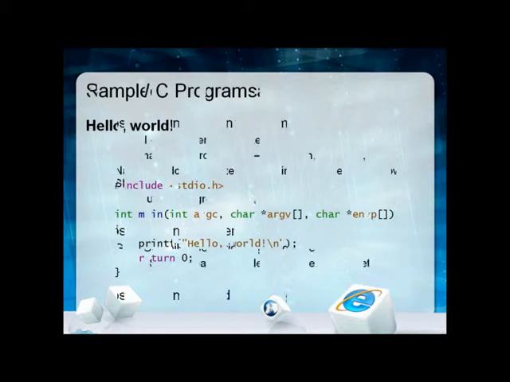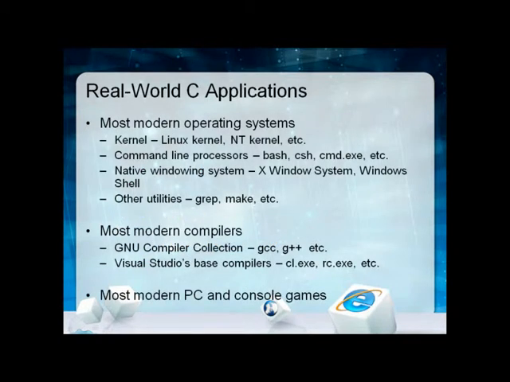Let's look at real-world C applications. Most modern operating systems and their components are implemented using C language. We can take the kernel, command line processors, windowing systems, and several utilities like grep and make as examples. And also, most of the modern compilers are implemented using C. Now you will get a brief idea about the behavior of the C language.